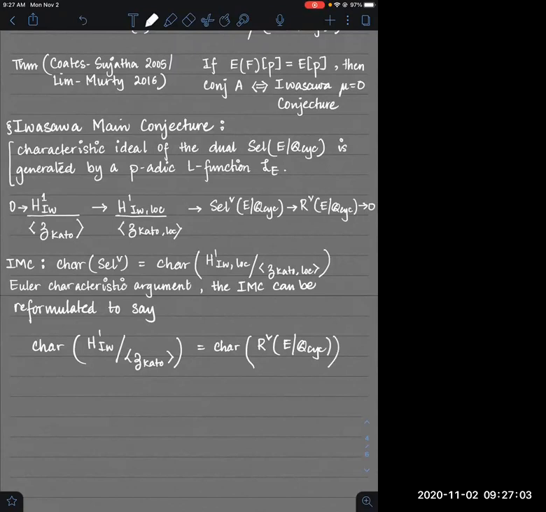So yes, the fine Selmer group is not just some ad hoc object that was defined. This is something that actually also shows up in the study of the Iwasawa main conjecture. So this probably is a good place for me to stop.